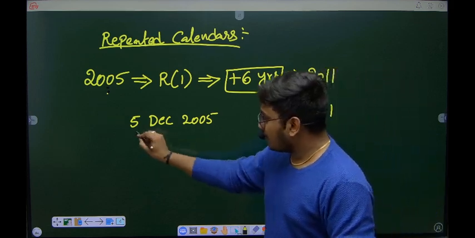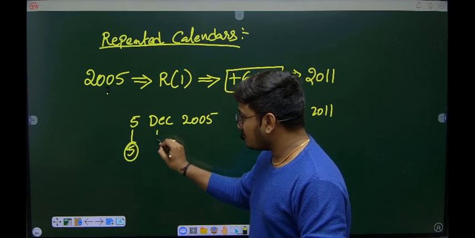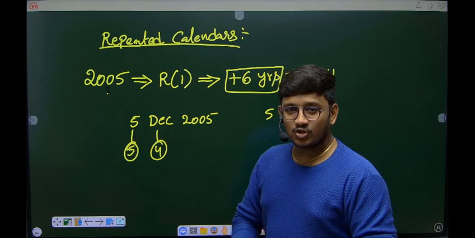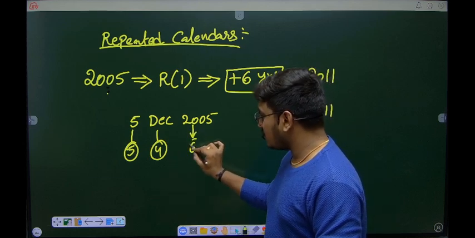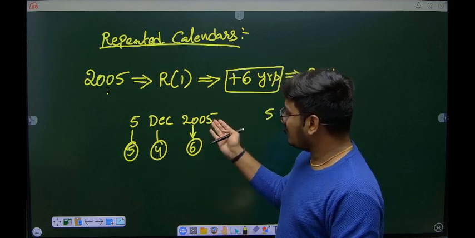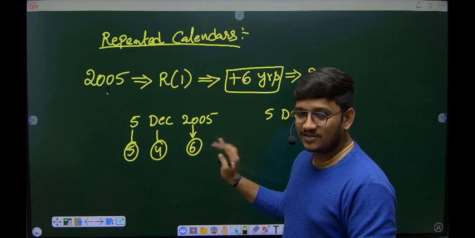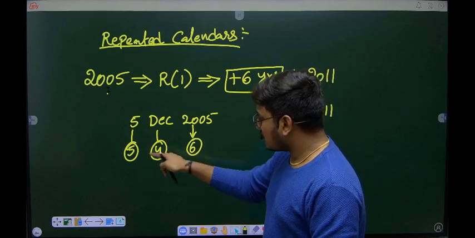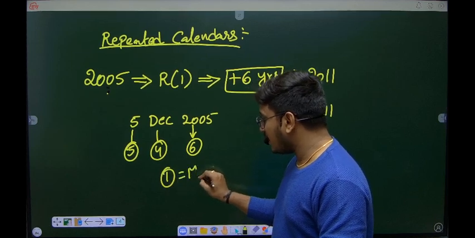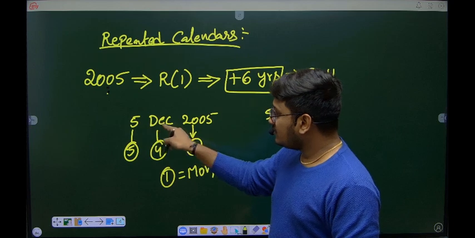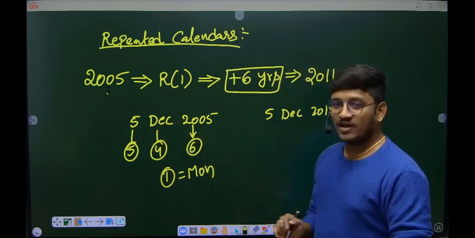So December means 4. Next, for 2005 we have 6 odd days. Why 6? 5 years give 5 odd days, plus 1 leap year, so 6. The total count is 15, and 15 means 1, and 1 means Monday. So I would say that 5th December 2005 is on Monday.